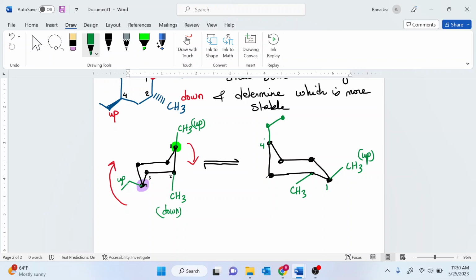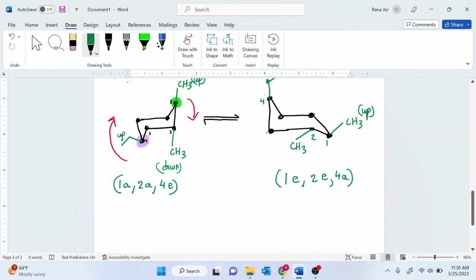Let's go ahead and label our substituents. On carbon number 1, I have an axial. On carbon number 2, I have an axial. And on carbon number 4, I have an equatorial. Here, on carbon number 1, I have an equatorial. On carbon number 2, I have an equatorial. And on carbon number 3 or 4, I have an axial. So notice here, I have 2 groups that are equatorial, 1 group that is axial. Here, I have 1 group that is equatorial, 2 groups that are axial. So I'm just going to go ahead and go with the more equatorials, more stable.